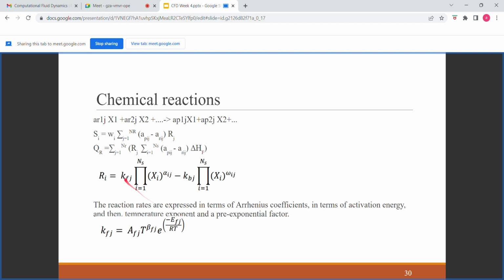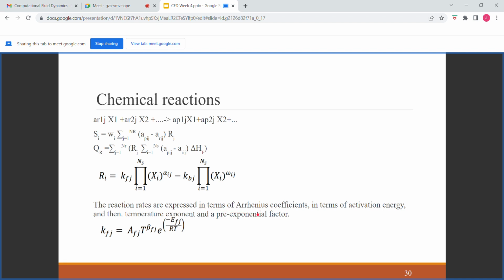In general these are all the Arrhenius coefficients. The reaction rate is expressed in terms of Arrhenius coefficients, which in turn are represented in terms of temperature, pre-exponential factor, activation energy E and the exponential factor, and so on. So this Arrhenius coefficient would be represented using the activation energy, temperature exponent and pre-exponential factor.